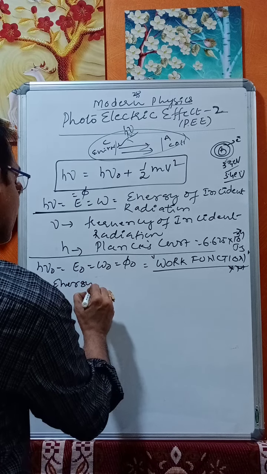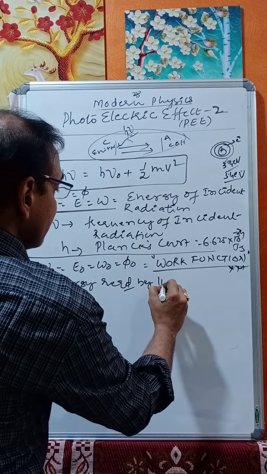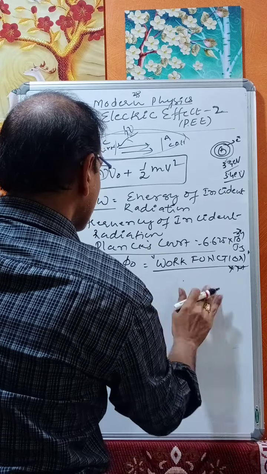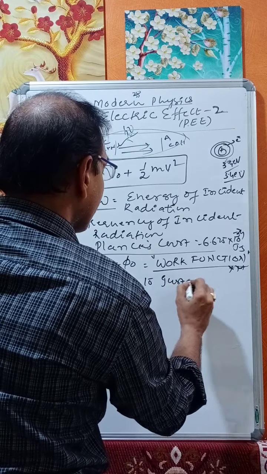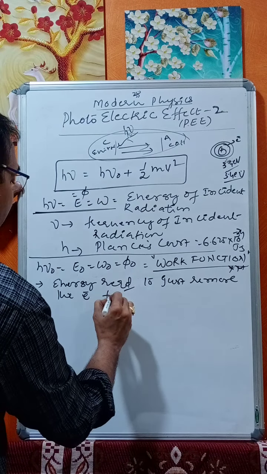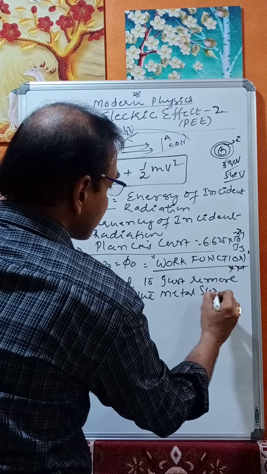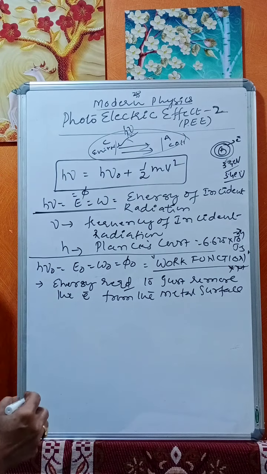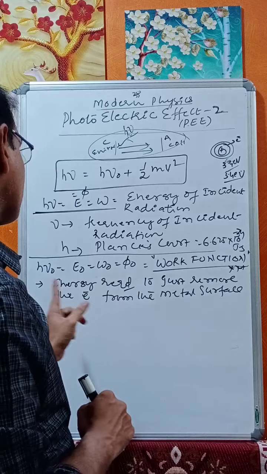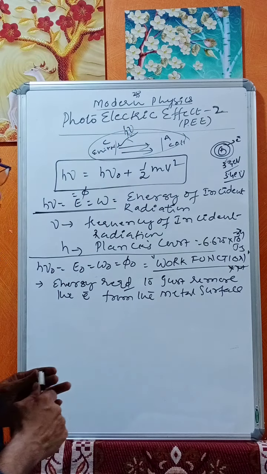This is the work function: the energy required by the photon to just remove the electron from the metal surface. Therefore, work function is the minimum energy required to just remove the electrons from the metal surface.